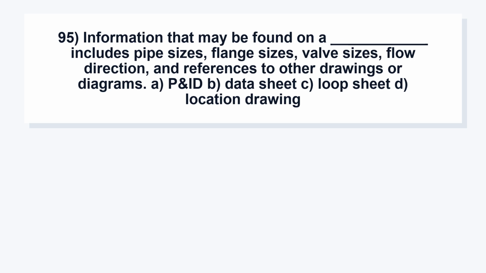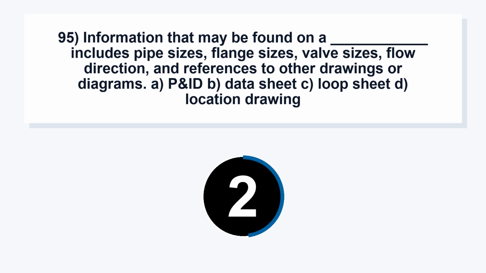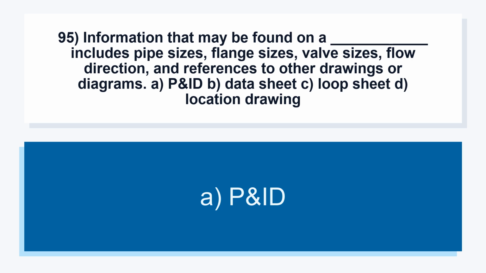95. Information that may be found on blank includes pipe sizes, flange sizes, valve sizes, flow direction, and references to other drawings or diagrams. A. PNID. B. Data sheet. C. Loop sheet. D. Location drawing. A. PNID.